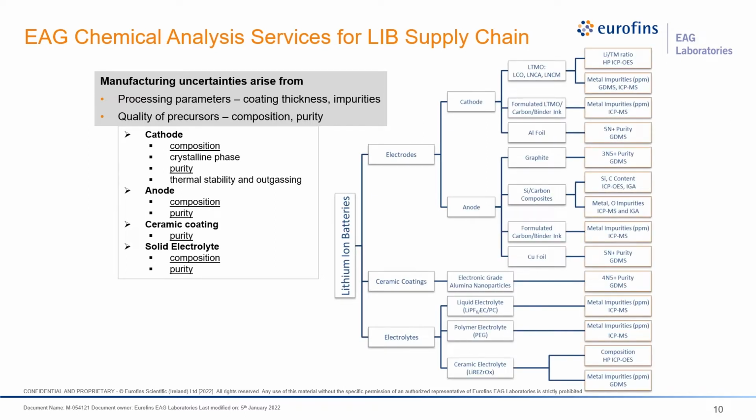And here, to give you a more comprehensive idea of what we're working with, we're working on the electrode side, the ceramic coating side, and electrolytes, and the relevant spec requirements and the corresponding techniques of choice. Specifically, we will go over four case studies of materials, including the lithium transition metal oxides, including lithium cobalt, lithium LNCA, LNCM, and the graphite and modified graphite structure for next generation anode, and then ceramic electrolytes.